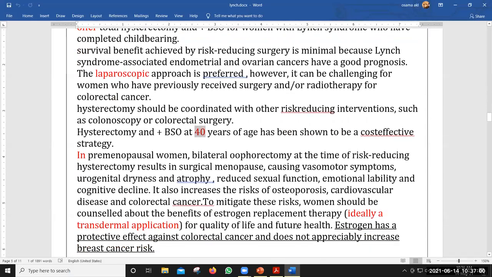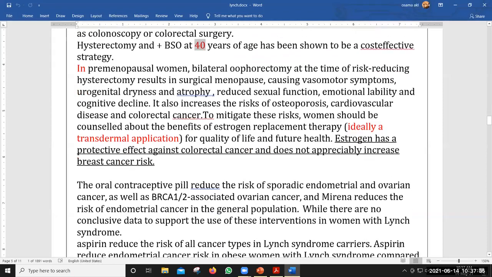Don't forget, at age of 40, when you do salpingo-oophorectomy, there will be the problem of postmenopausal symptoms. So we need HRT. Is there a uterus or did we remove it? We removed it. So estrogen only or combined HRT? Estrogen only, and we recommend transdermal application of estrogen only. So don't forget the role of HRT.